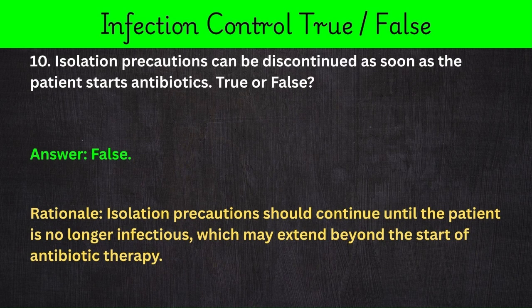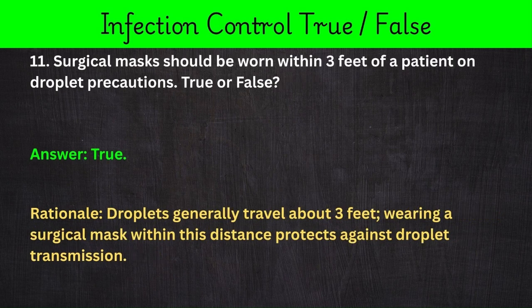10. Isolation precautions can be discontinued as soon as the patient starts antibiotics. True or false? Answer: false. Rationale: isolation precautions should continue until the patient is no longer infectious, which may extend beyond the start of antibiotic therapy.